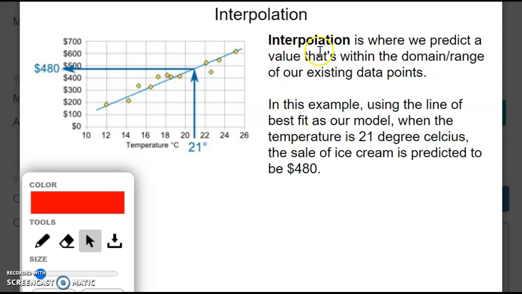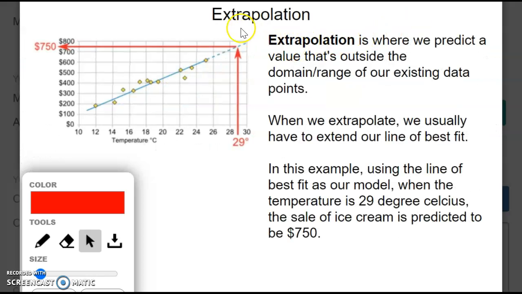Okay, so that's interpolation because inter means inside. Inside, you're making predictions inside the data points that we're given. In contrast, the next slide tells us about extrapolation. Extrapolation is where we are predicting values that are outside the domain range of our existing data points.